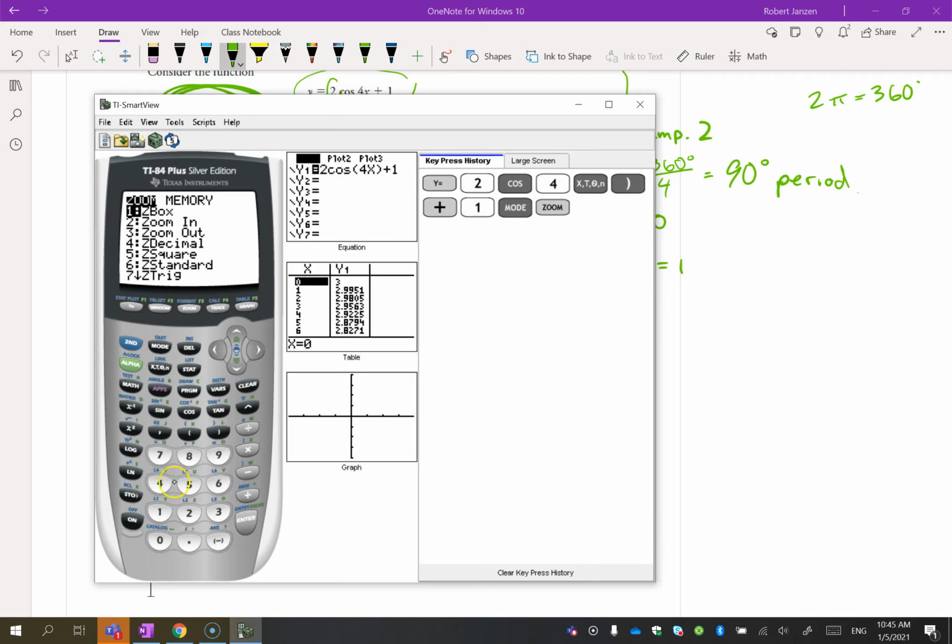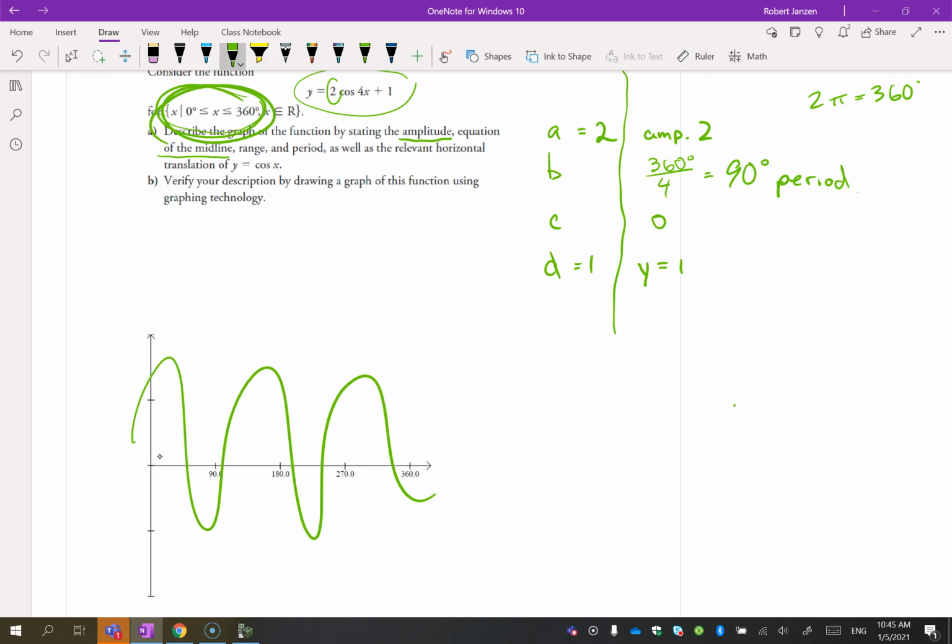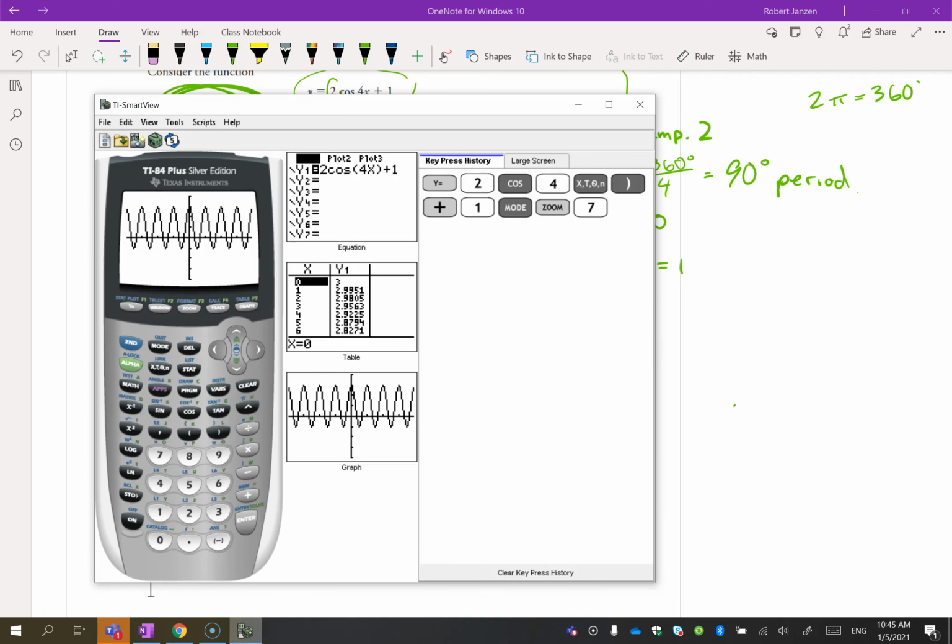Okay, so let's go zoom 7. So here's our graph. And we're supposed to graph from 0 to 360. This graph looks something like this. But we need to be a little bit more specific than that. Okay, so let's figure out a few things here. First of all, we should figure out what the y-intercept is. So let's go to second calc, and we'll go 0. When x is 0, we get y is 3.